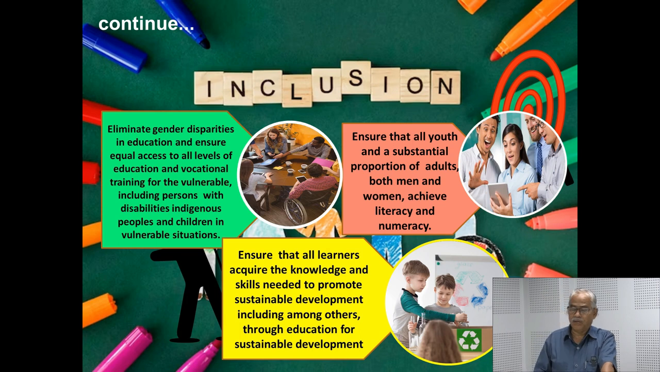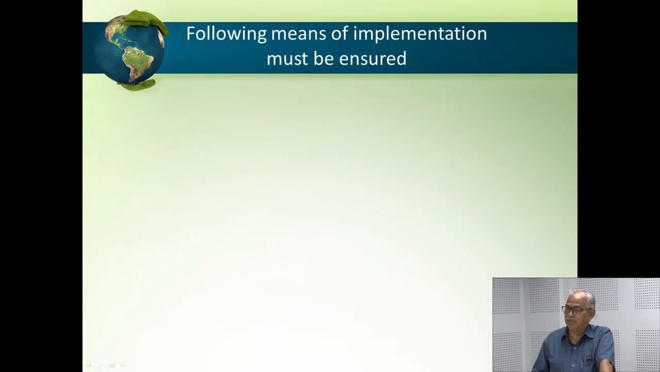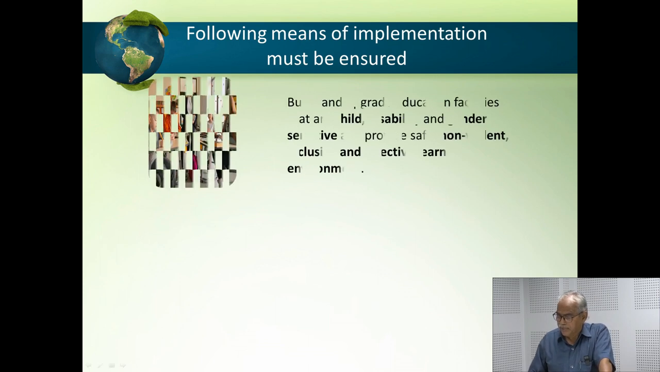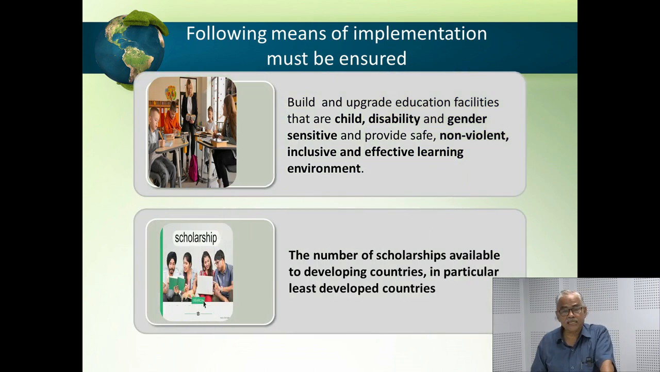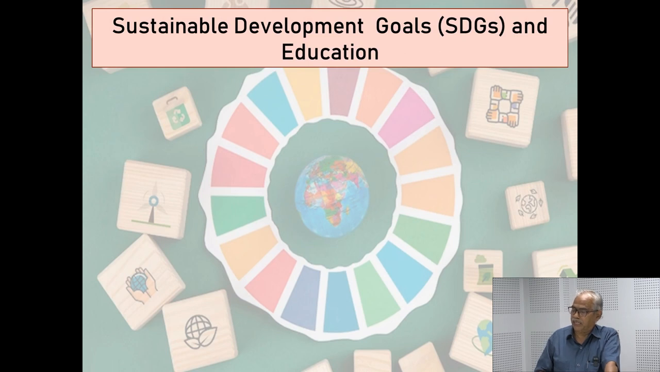So we must ensure all learners acquire and produce knowledge. All learners should develop the skills to promote sustainable development, including, among others, through education for sustainable development. So the following means should be adopted for ensuring quality education. The means is to build and upgrade education facilities that are child and disability sensitive, and they must be gender sensitive. We must provide a safe, non-violent, inclusive and healthy learning atmosphere so that every learner gets access to a quality learning atmosphere and quality learning inputs. We must have scholarships for brilliant students. We must encourage the developing countries to participate in the quality education drive.